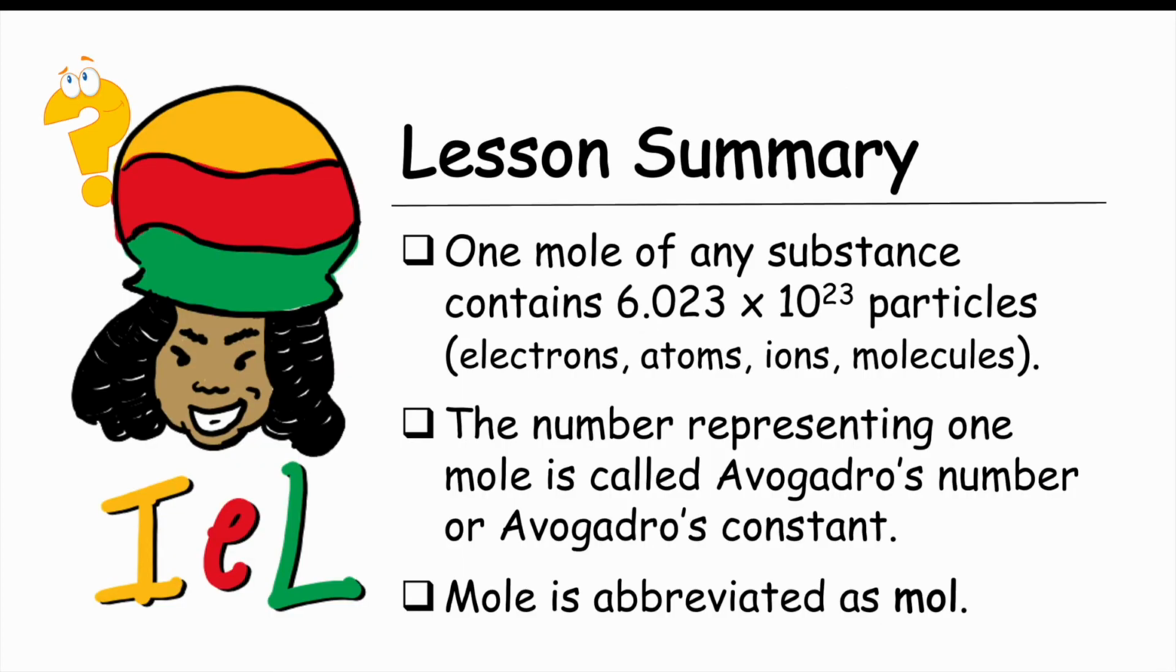Here are the lesson summary points. 1 mole of any substance contains 6.023 times 10 to the 23 particles. These particles can be electrons, atoms, molecules, ions, etc. The number representing 1 mole is called Avogadro's number or Avogadro's constant. The mole is abbreviated as mol.